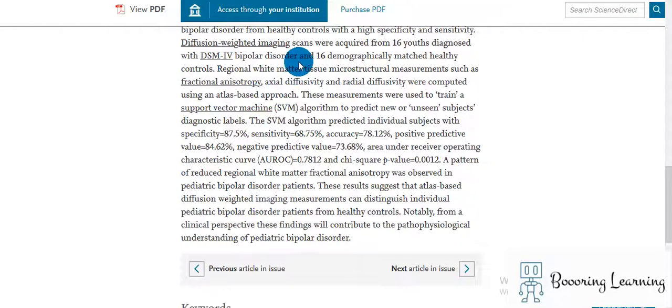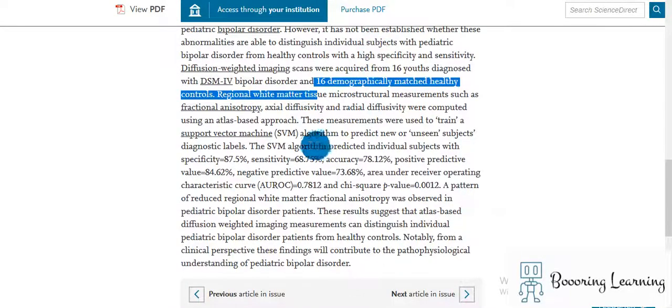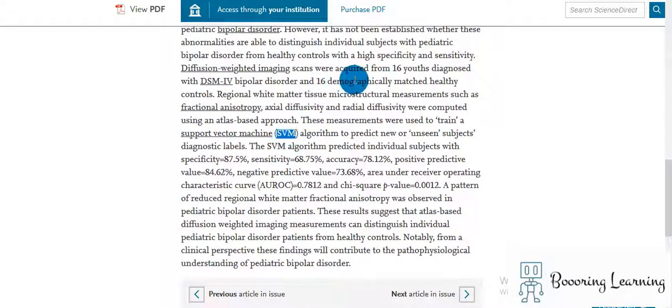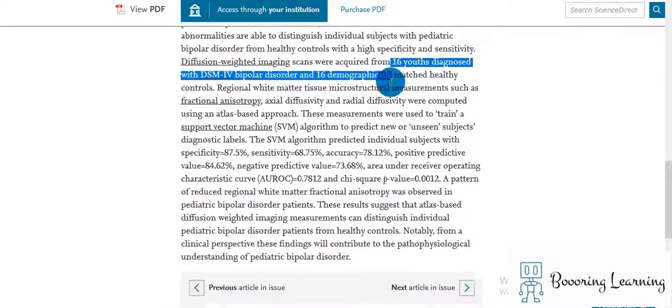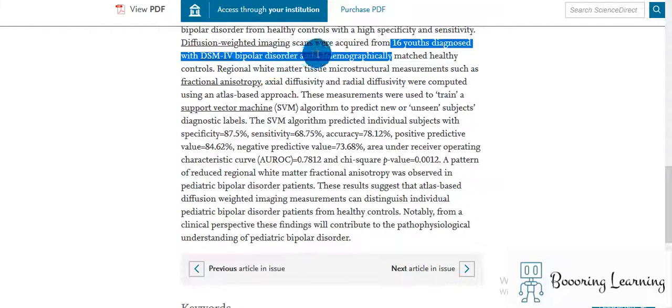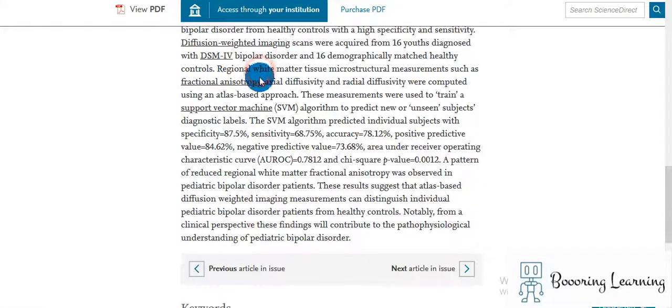So they used diffusion weighted imaging, and they scanned bipolar disorder patients and 16 demographically matched healthy controls. As I know, support vector machine is quite useful for small sample size studies, and in here the sample size is really quite small. Like in total there are 32 patients.